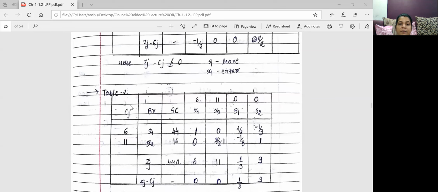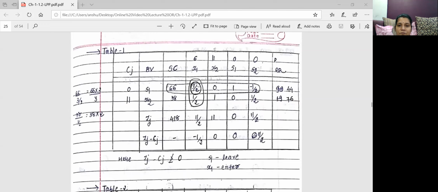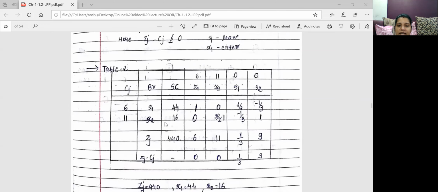Then we make table 2. CJ, BV, SC, X1, X2, S1, S2. Then S1 leaves and X1 enters. Then we write X1, X2. What are the values of X1 and X2 in the CJ column? They depend on our objective function. So the X1 coefficient is 6, then we write 6, and the coefficient of X2 is 11, then we write 11.